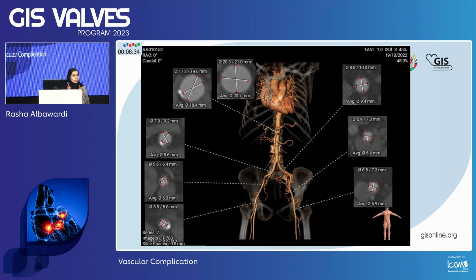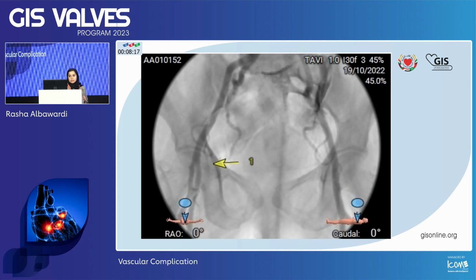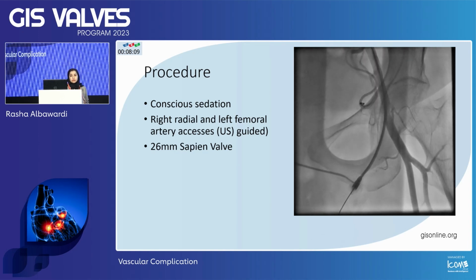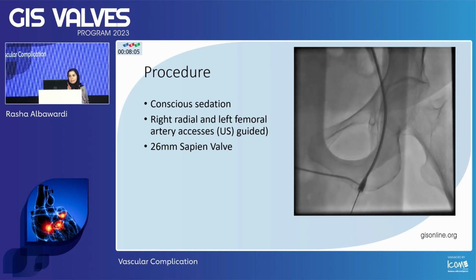There is some tortuosity, but the diameters are pretty much adequate, ranging from 6 to 7, both on the left and the right. We picked the left side because of the high bifurcation on the right side. So just another image of the bifurcation on the right. The plan was to go left femoral, right radial, ultrasound guided, with a 26 Sapien valve.